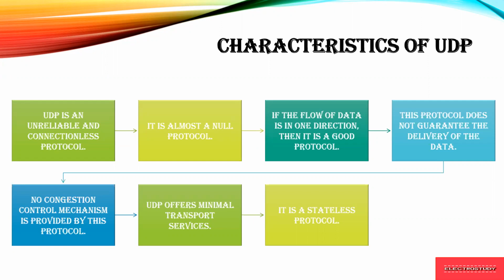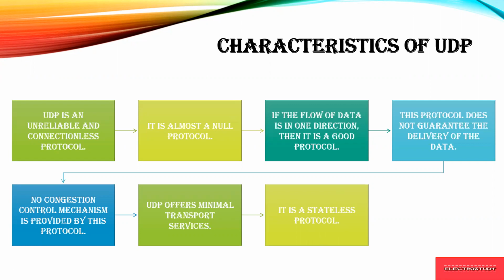If the flow of data is in one direction, it is easy to make sure that the data is sent accurately. This protocol does not guarantee the delivery of the data. As there is no flow control, error control, or any checking mechanism, you cannot guarantee that the data is accurately sent to the destination. And it is a stateless protocol. You cannot predict in which state the packet is being transmitted, whether in full duplex mode or half duplex mode; nothing can be predicted.